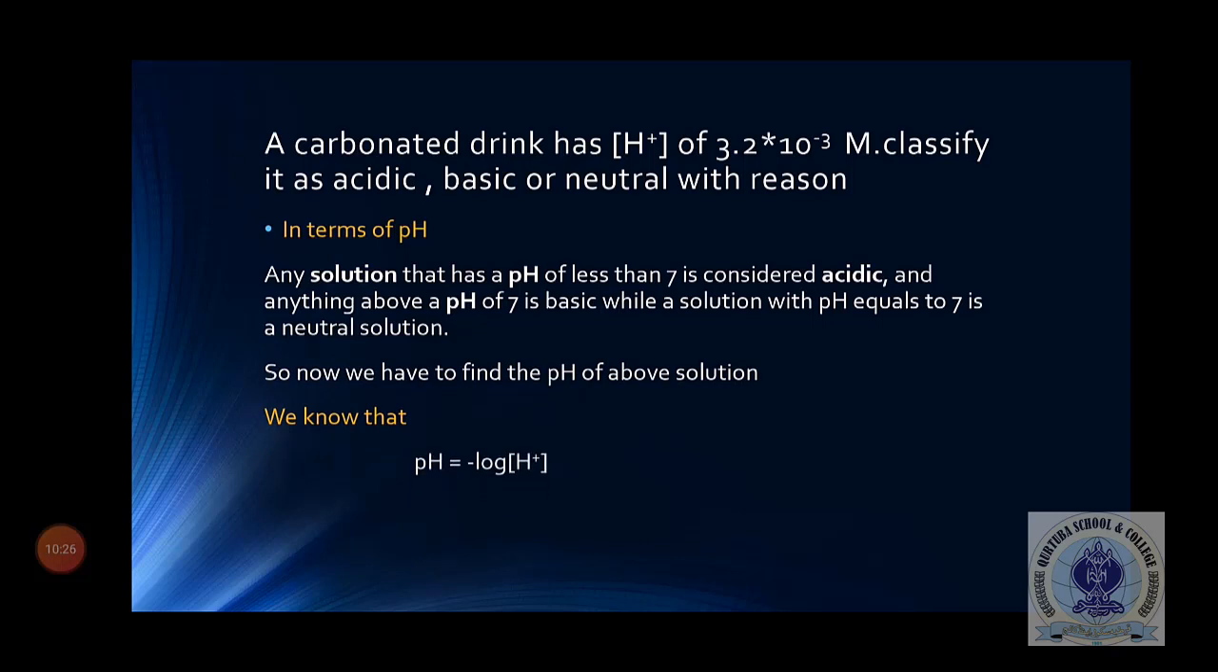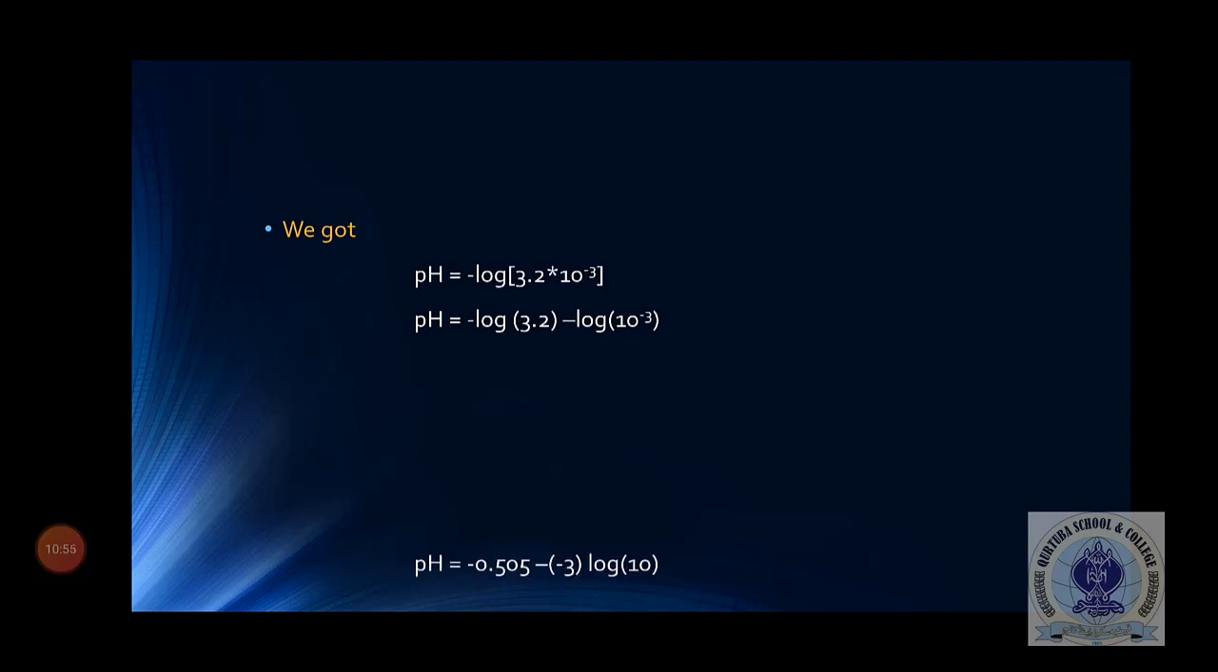We know that pH equals the negative log of hydrogen ion concentration. Now we put the values in place of the hydrogen ion concentration, and we get the following. According to the rule, we have to take the log of both 3.2 and the power. So here we will get minus log 3.2 and minus log 10 raised to the power minus 3. The log value of 3.2 equals 0.505, while we have to take the log of both 10 as well as the power minus 3.